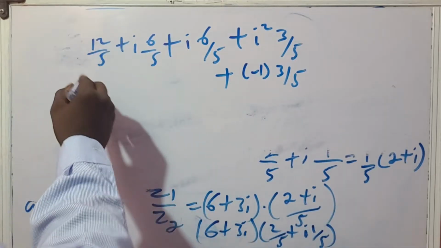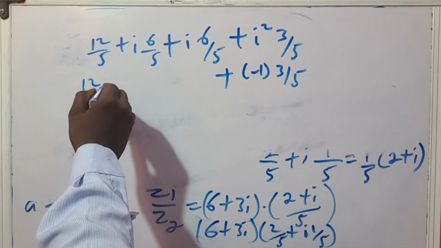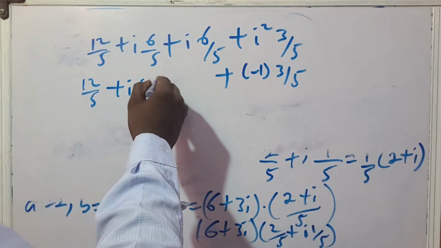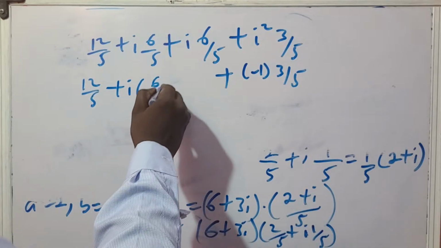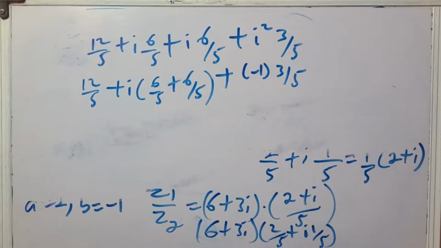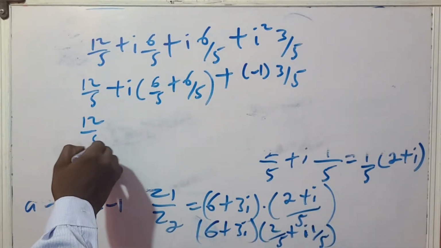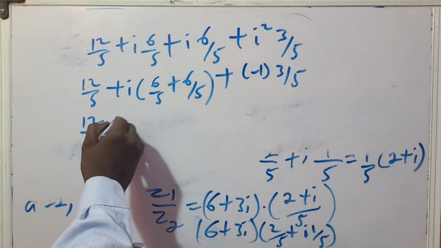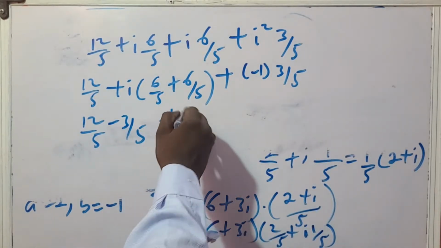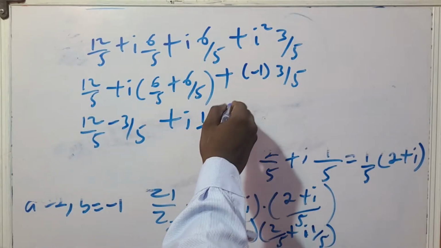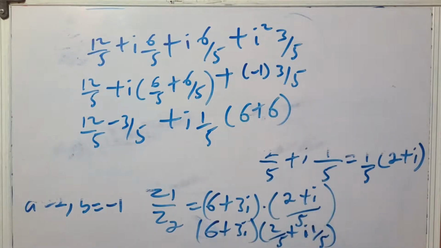Now I have 12 over 5. I can have plus i into bracket 6 over 5 plus 6 over 5. All I'm doing here is raw algebra. So I have 12 over 5. This is minus 3 over 5, because minus 1 times 3 over 5 will be minus 3 over 5. Plus i, I can decide to factorize 1 over 5 out. So I have 1 over 5, then I will have 6 plus 6. Anyhow you want to do your work, there is no issue again.